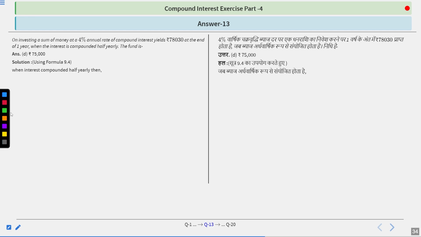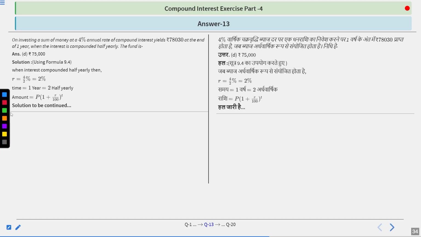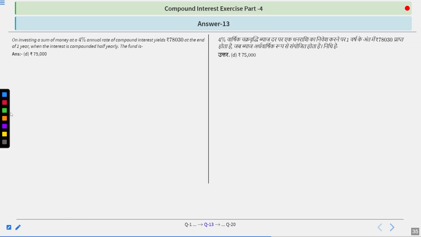So when interest is compounded half yearly, then the rate is also going to be half, that is 4 upon 2, that is 2%. Time period was 1 year, and 1 year has 2 half years. So from the formula, amount is equal to P into (1 plus R upon 100) whole power T. Putting the values, we get 78,030 is equal to P, that we have to find, into (1 plus 2 upon 100) whole power 2, that is 78,030 is equal to P into (1 plus 1 upon 50) whole square.